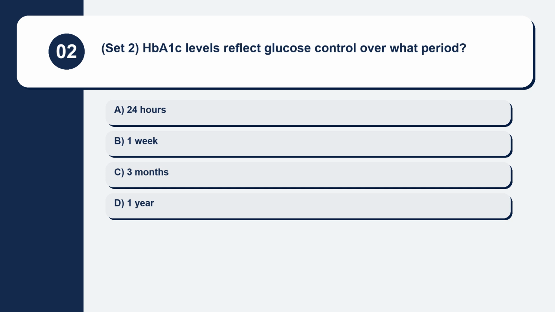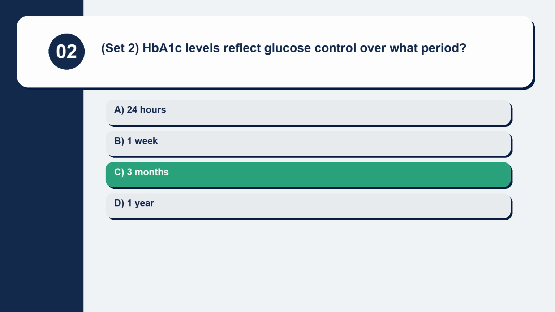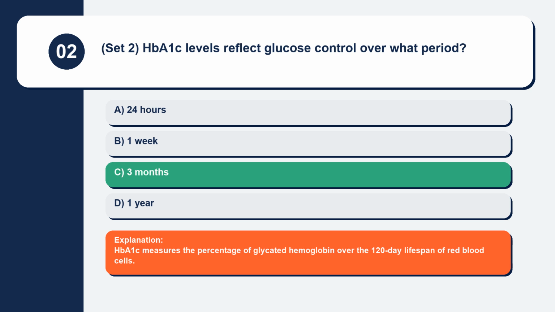Question 2, Set 2. HbA1c levels reflect glucose control over what period? 24 hours, 1 week, 3 months, 1 year. HbA1c measures the percentage of glycated hemoglobin over the 120-day lifespan of red blood cells.